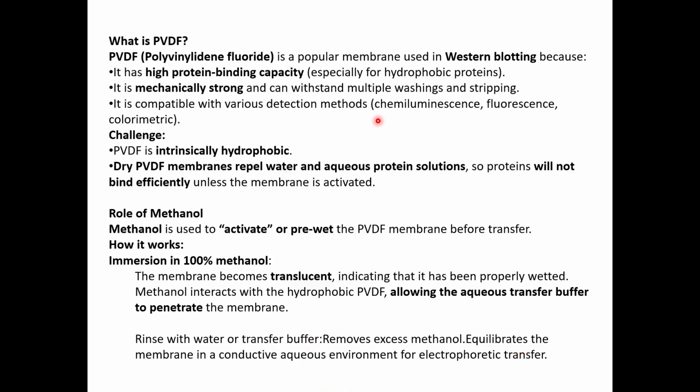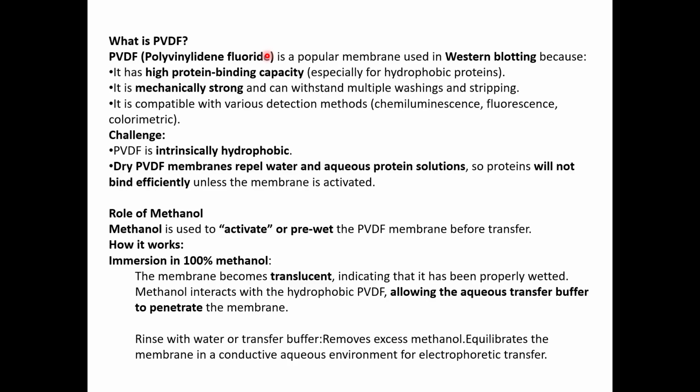Next is regarding PVDF. So PVDF is used popularly in Western blotting. It is polyvinylidene fluoride and is a very commonly used membrane during Western blot to transfer the proteins from your gel. So it has a high protein binding capacity, especially for hydrophobic proteins. It is mechanically strong and it can withstand multiple washing and stripping. So stripping is done when you want to reprobe your blot or your membrane.